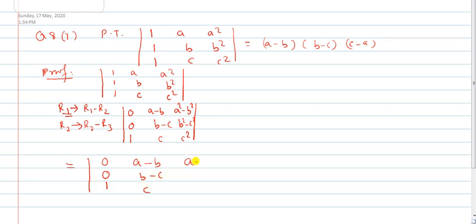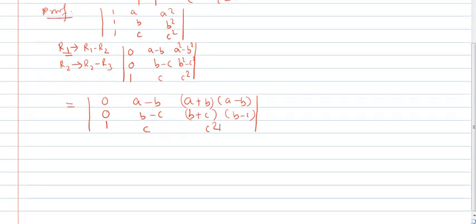But a square minus b square, I can write this as a plus b multiplied by a minus b. Similarly, b square minus c square, I can write it as b plus c multiplied by b minus c, and this one is c square, right? Now can you see that I can take common.